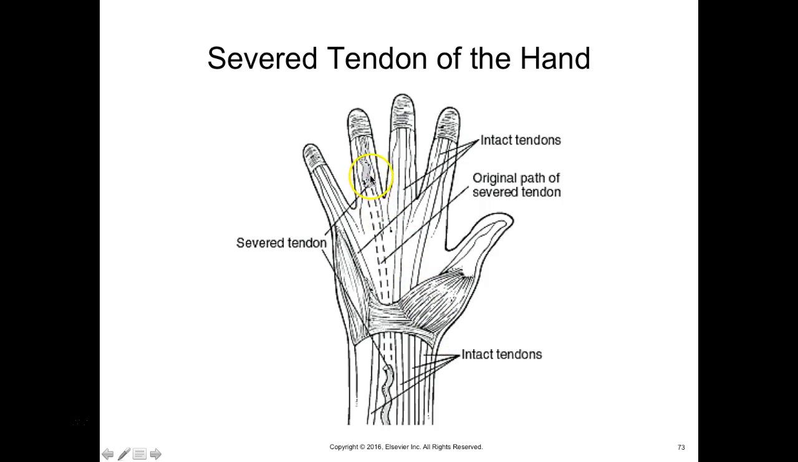So here we can see a severed tendon. So this should be attached here. This person would not be able to move this finger because now the muscle that is supposed to attach here via the tendon is not working. It's not attached anymore. That would be surgically repaired.